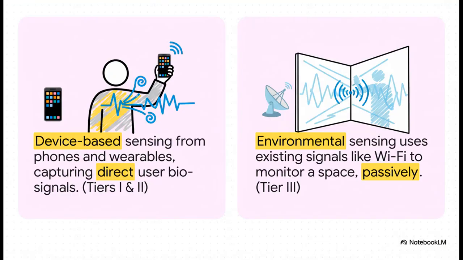And the source draws a really important line in the sand here. On one hand, you have device-based sensing, right? Your phone, your smartwatch, stuff that's actively capturing your biometrics. But then there's this other idea, environmental sensing, which is way more passive and, they allege, can turn a whole room into one giant sensor.